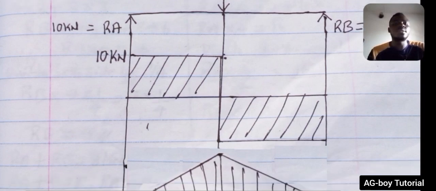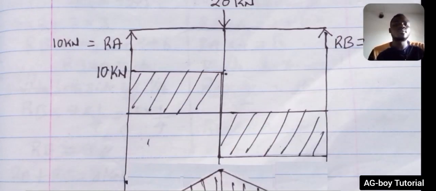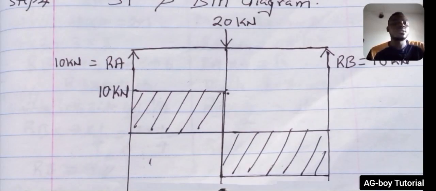So remember, we have our RA as 10 kilonewton. Initially it was 0 kilonewton. Then a force is applied from our reaction A, which boosts it to 10 kilonewton. Then since there is no UDL here, it's going to be a straight line. Then I will now have force at C, which is 20 kilonewton, which pushes it down. Here makes it 10 kilonewton.